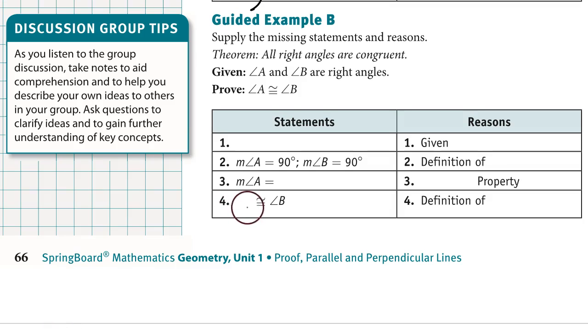Let's try another one together. This time some of the boxes in our proof are missing. We're going to fill them in. Here's a theorem. All right angles are congruent to each other. Let's prove that this is true.